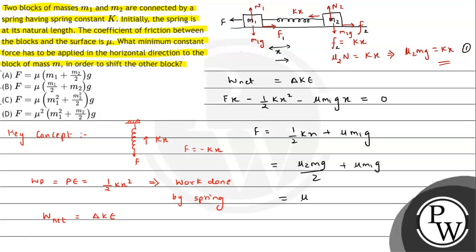So यहाँ से F की value जो मिलेगी mu को अगर हम common निकाल लें, and this is m2, right. Mu को अगर हम common निकाल लें, so हमारे पास बचेगा value जो है m1 plus m2 by 2 into g. So this is the answer to the question जो कि match होता हुआ दिख रहा है हमें with option A. So I hope you understood the solution. All the best.